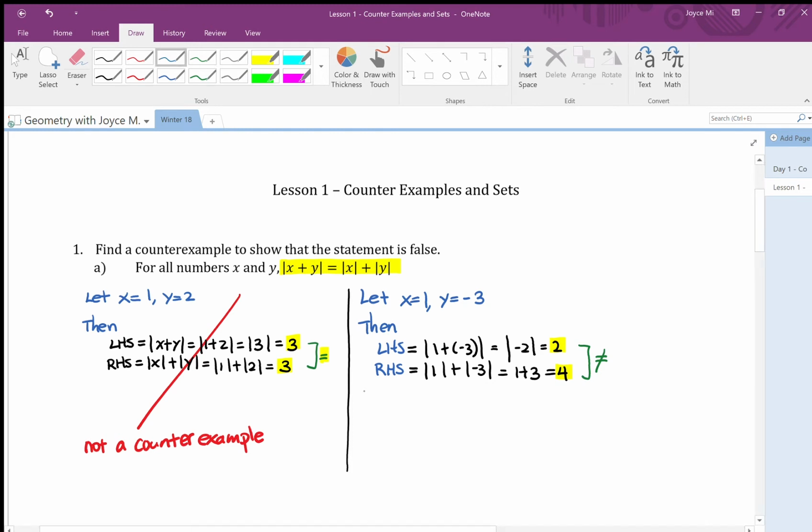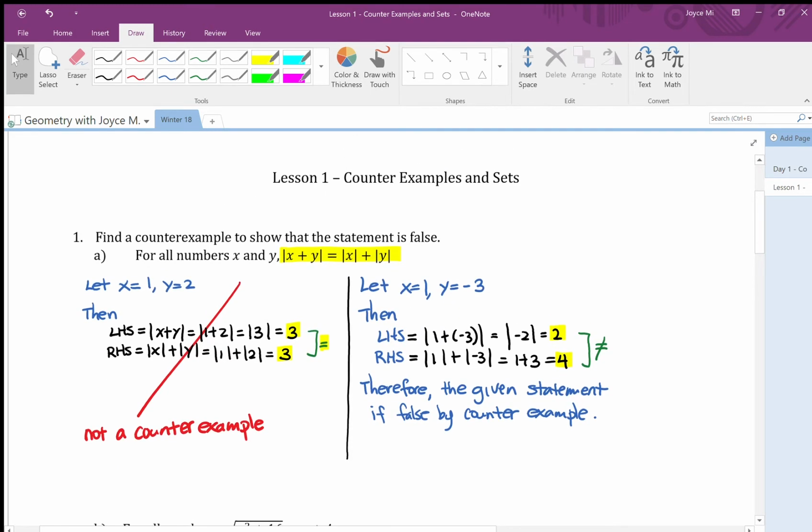So I make the conclusion. Therefore, the given statement is false by counterexample. That will be example part 1A. Okay. So when you find something that's true, that's not a counterexample. Be careful there. That means you need to find something else to make it not true.